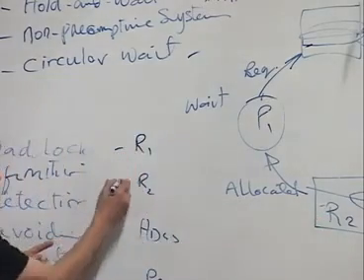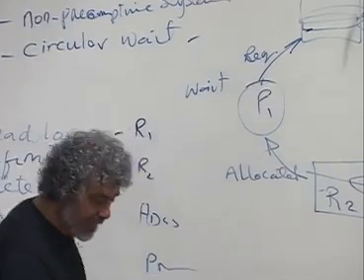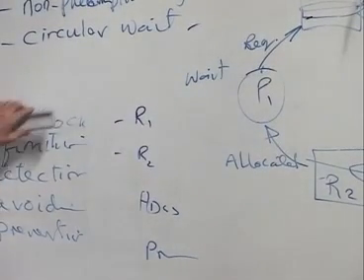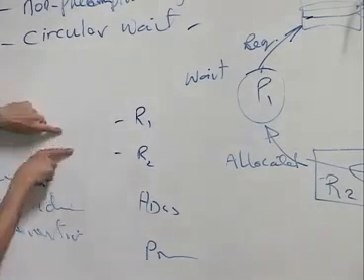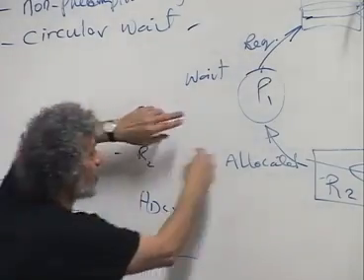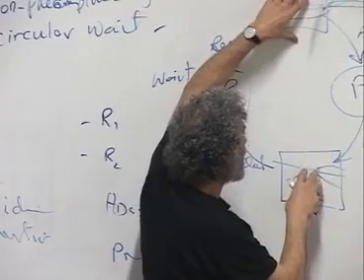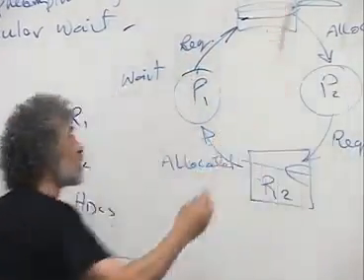Here is resource 1 and resource 2. The problem that led to our deadlock is that these two processes came in, and one went for resource 1, one went for resource 2. Immediately as they came in, this one went for resource 1, this one went for resource 2. Now, this process needs this resource and that process needs that resource.